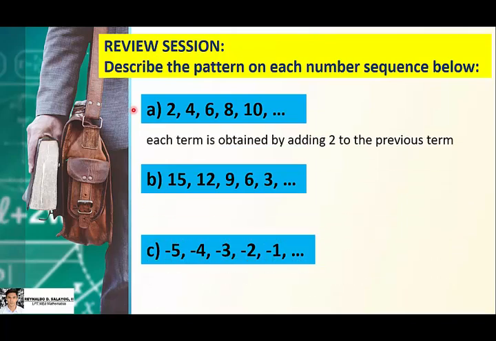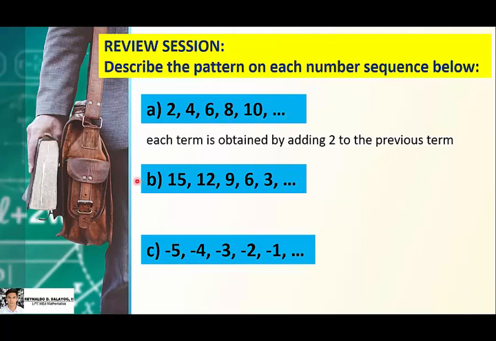In this specific number sequence, each term is obtained by adding 2 to the previous term. Considering this, 4 is obtained by adding 2 to 2. So 2 plus 2, we have 4. And to get 6, definitely, we need to add a constant number of 2 to its previous number, which is 4. So we get 6, and so on and so forth.